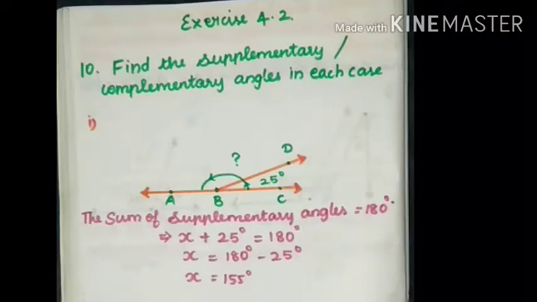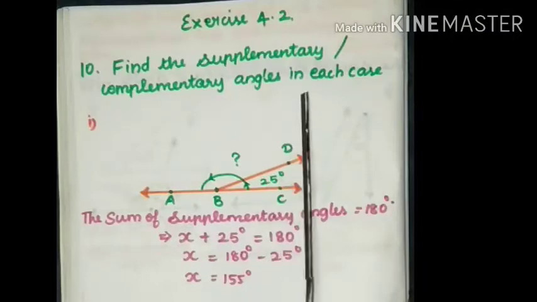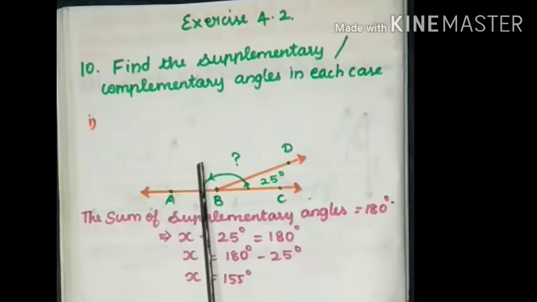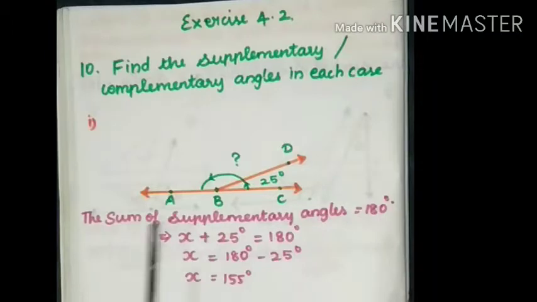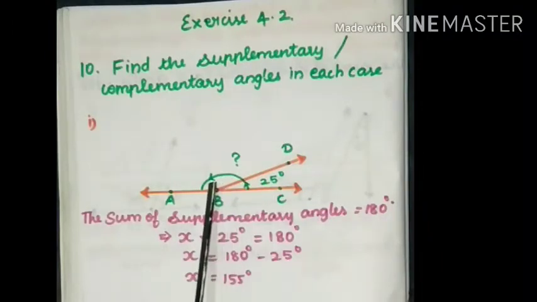Exercise 4.2, 10th sum. Find the supplementary or complementary angles in each case. See, the given figure represents a straight angle, that is 180 degrees. So you have to find the supplementary angles. Here one angle is given, that is 25 degrees. Another angle is not given.